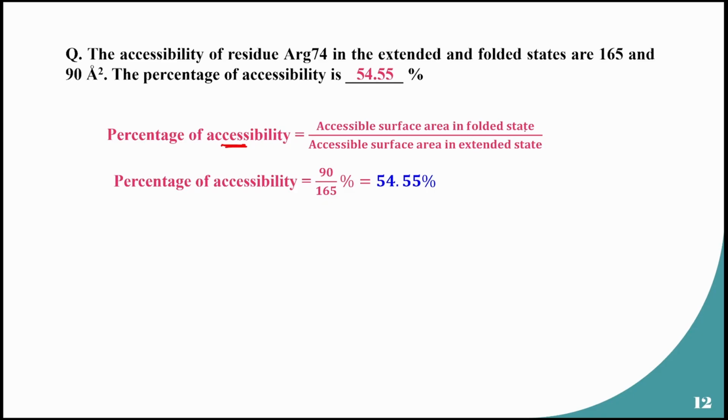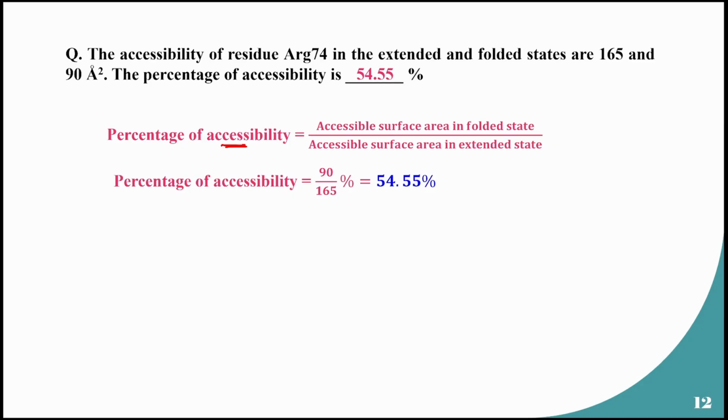Okay. So the folded state will go up. I'm not asking about the formula. I remember the formula. But in the question, it says arginine in the extended state and the folded state are 165 and 90. So extended would be 165 and folded would be 90. I'm confused about that. Extended would be 165 and folded would be 90, because extended is given first and folded is given after. So 165 is given first and 90 is given after.